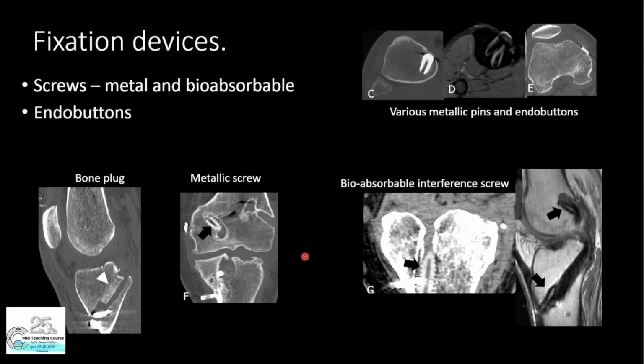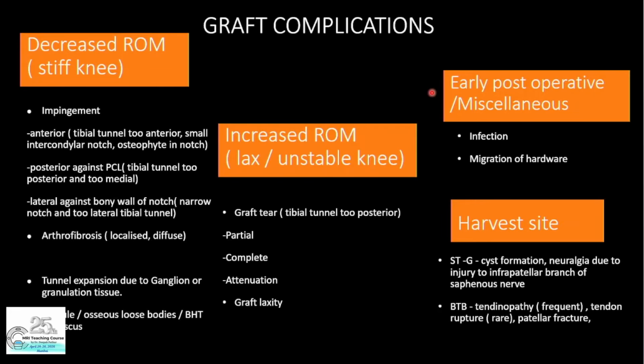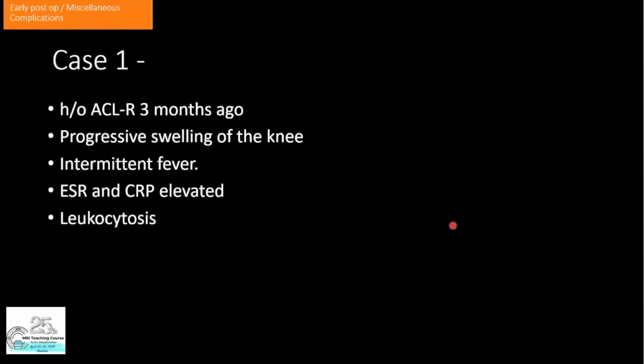And then these are the variety of fixation devices. So you can have bone plugs, you can have bioabsorbable screws like this, you can have metallic screws, and you can have various kinds of endobuttons. So what are the complications? Patients are going to come back either with a stiff knee, or they will come back with a lax knee. You can have early post-operative complications, or you can have complications related to the harvest site. So we'll start with the cases with this background.